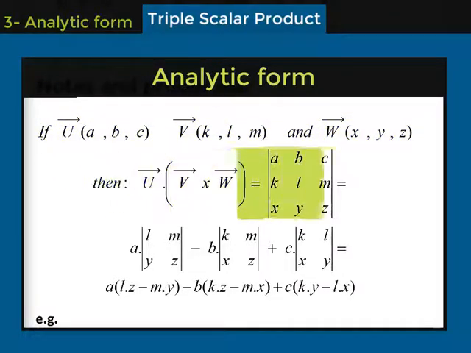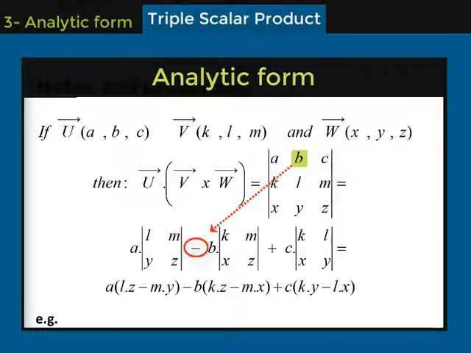by this determinant. The first line contains the coordinates of the vector u. The second line contains the coordinates of the second vector, which is v, and the last one contains the coordinates of the vector w. To find this determinant, we write down the first element A, then we hide the corresponding line and column. Then we take the remaining determinant and we multiply it by A.